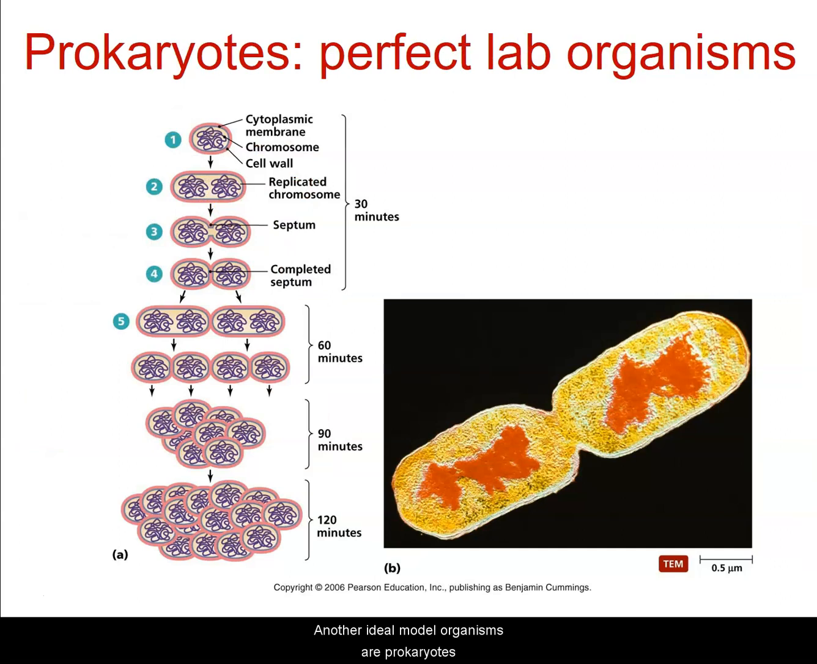Another ideal model organism are prokaryotes, bacteria and archaea, because prokaryotes are even simpler than the eukaryotes I just showed you. They have an extraordinarily simple genome, a circular genome, and it takes them minutes to go through asexual binary fission. They can divide quickly, rapidly, and you can get large populations, and you can manipulate the environmental conditions and look at evolution in the lab over the course of weeks with bacteria.